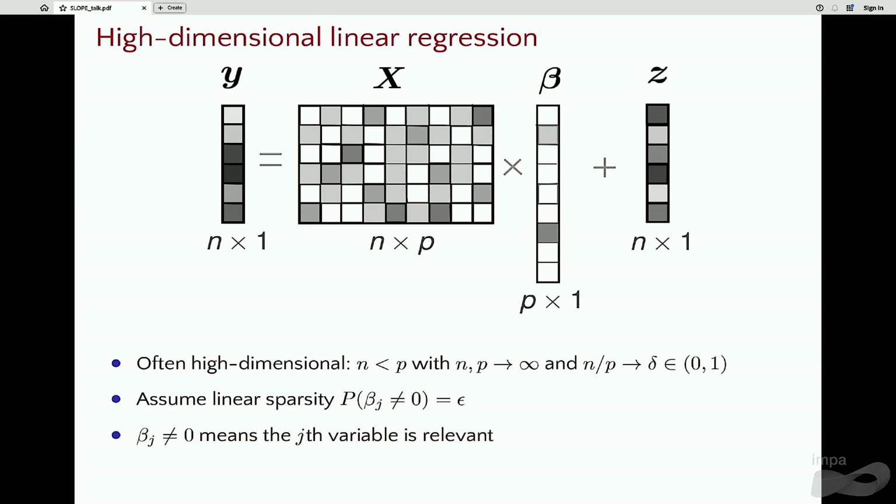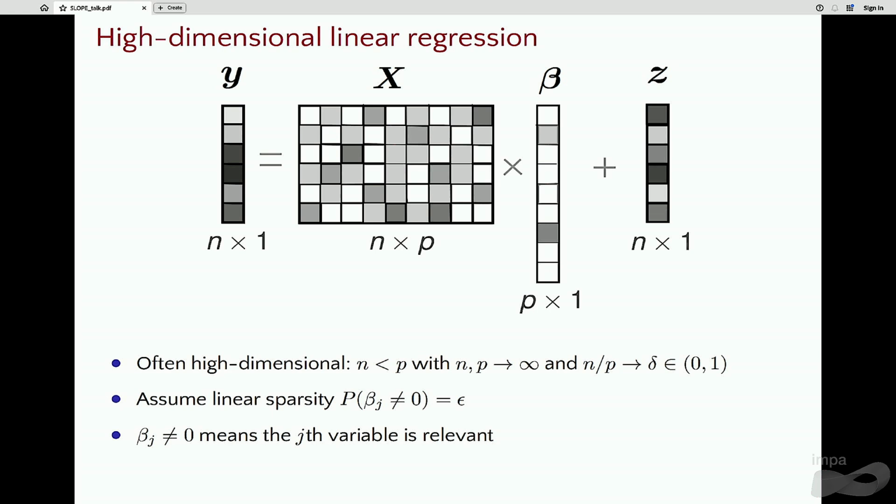In general, if we just have X and Y, there's an infinite number of betas that can relate them exactly. So we have to assume some sort of additional structure in this high-dimensional regime. And in particular, a common assumption of structure for high-dimensional statistics is that of sparsity.